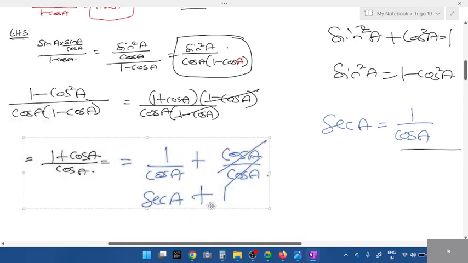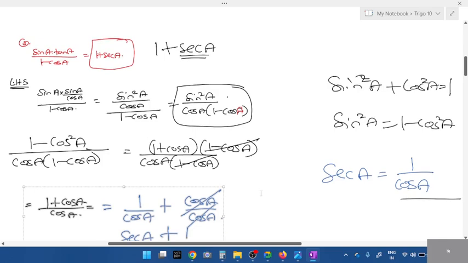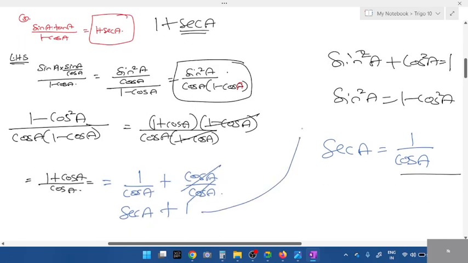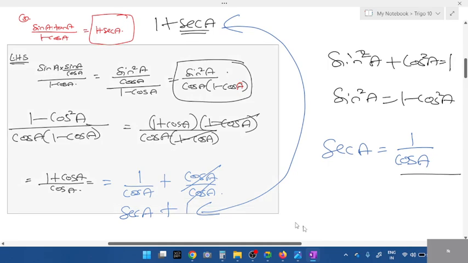Did we get the answer? Right hand side? All of you will respond. Got the answer? This is how you solve a trigonometry question. Left hand side is equal to right hand side. Any doubts in this? Do you have any doubts?